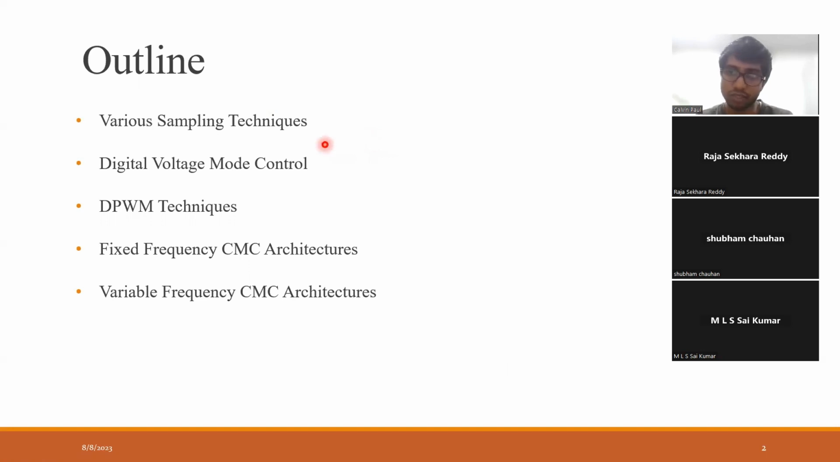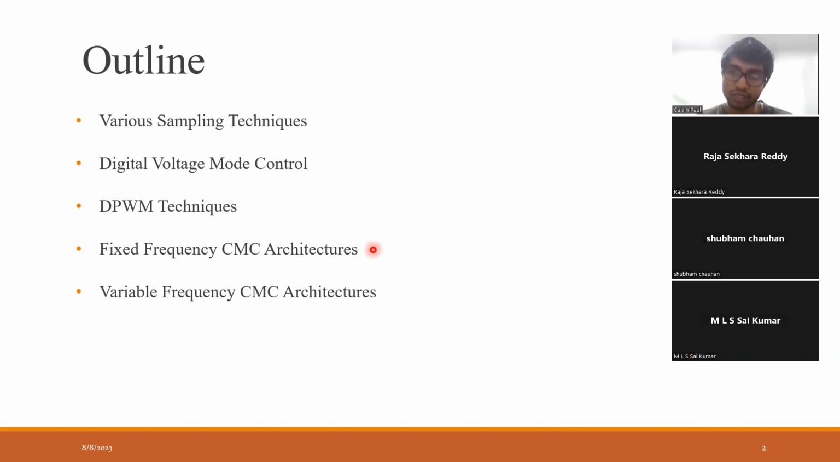Next, I will be talking about digital voltage mode control. What are the things present in digital voltage mode control? How we are sensing the output voltage, how we are generating the errors, what the requirements are, what the resolution of the counter is, and what the various ways are to do pulse width modulation in the digital domain. All that will be discussed. Then I will also discuss digital pulse width modulation techniques. There are three types: counter-based DPWM, delay line-based DPWM, or the hybrid DPWM technique. All this I will discuss in detail.